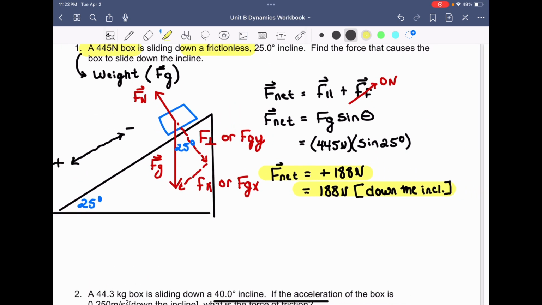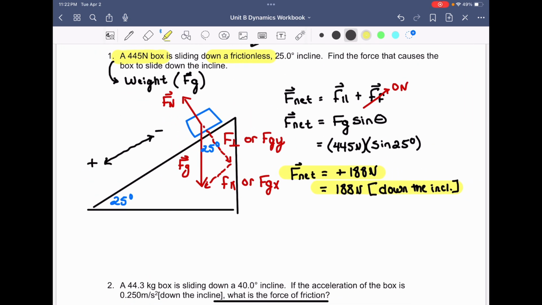Now, again, what is the actual force? I know we said that the FNet, or the overall resulting force that causes it to go down the incline, is 188, but the connection we just built is that if there's no friction, the only force that causes this to go down the incline is the F parallel, or the component of gravity in the x direction. That's the large connection I need you to make here.